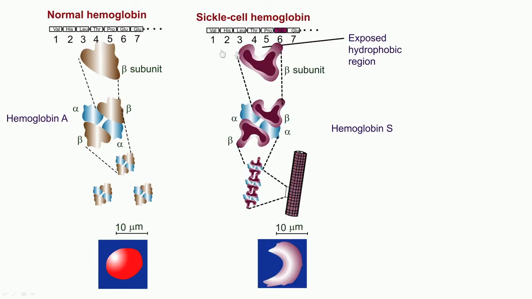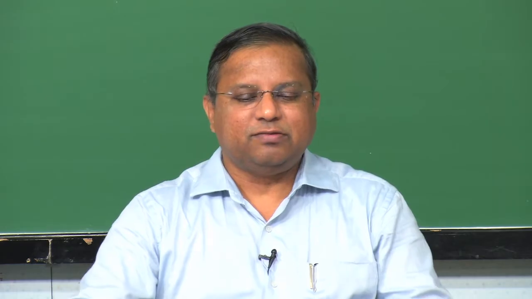Whereas, if in the sixth position the glutamic acid gets changed to a valine for some reason, then the structure entirely goes out of proper orientation, and it is no longer able to carry oxygen properly. Not just that, it makes the shape of the red blood cell sickle shaped, and we get sickle cell anemia because of this. So, there is a good structure function relationship between these molecules.